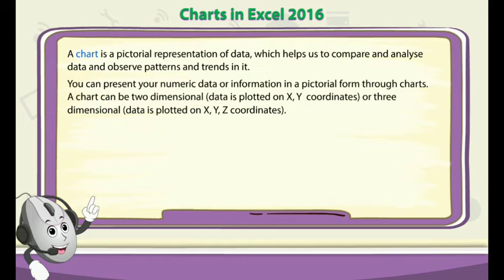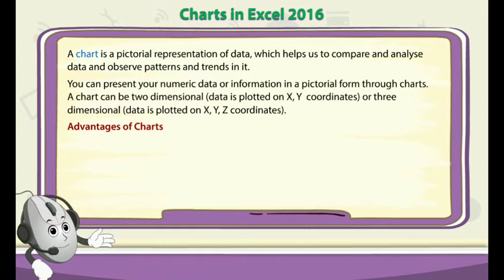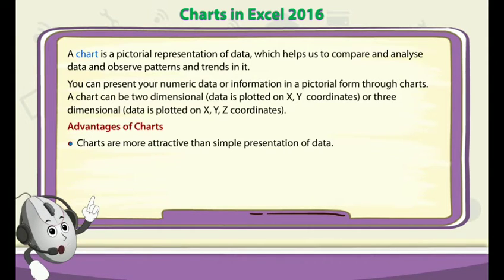A chart can be two-dimension, plotted on x and y coordinates, or three-dimension, where the data is plotted on x, y and z coordinates. So there are two types of charts, two-dimension charts and three-dimension charts. In two-dimension charts, we have x and y coordinates, and in three-dimension, x, y, z.